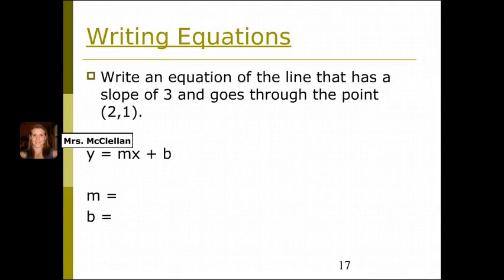So now we're going to write an equation of a line that has a slope of 3 and goes through the point (2, 1). We don't know our y-intercept right now, but we can figure it out because we know that the slope right here is 3. So I can replace my m with 3. And you know for a point, your x value comes first and your y value comes second. So I know that x right here is going to be 2 and my y is 1.